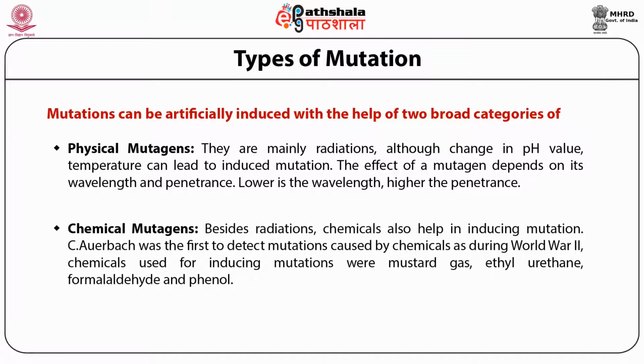Chemical mutagens, on the other hand, are chemicals that induce mutations. Chemicals used for inducing mutations are mustard gas, ethyl urethane, formaldehyde, and phenol. Chemicals acting as mutagens were first detected during World War II.